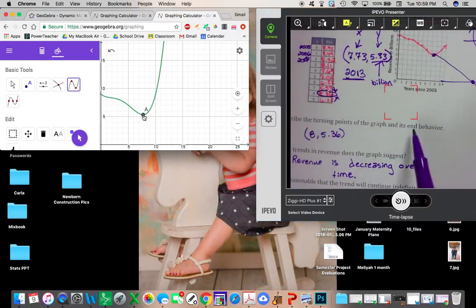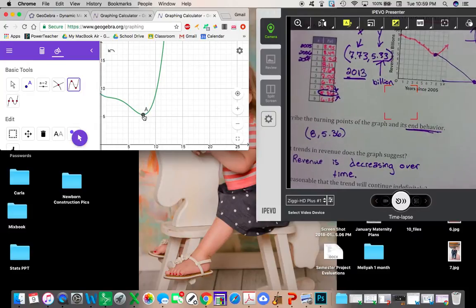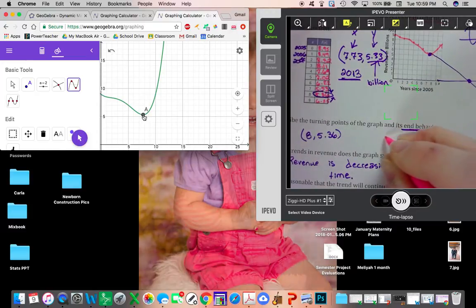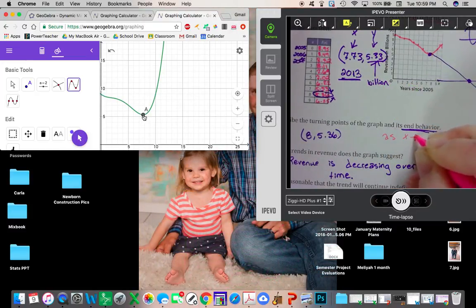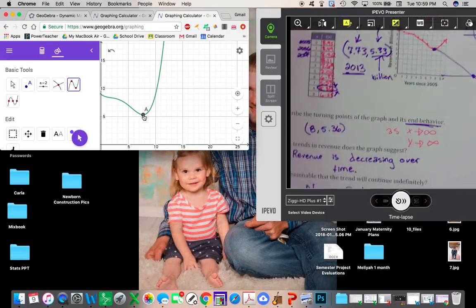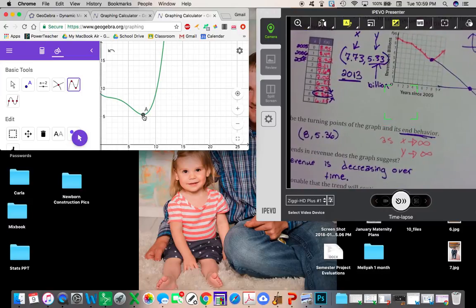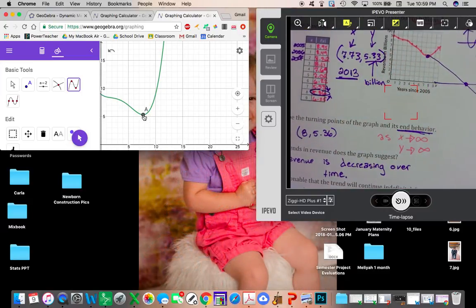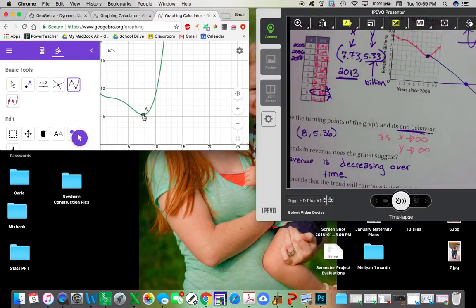So the end behavior of this graph, to go back and answer this question, is that my graph actually turns around and goes back up. So I would say as x goes to infinity, y goes to infinity again, if you want to use that end behavior. As my x's get larger, so as I'm moving along the right side of the graph, the y's are going up. Okay, and that is section 4.5. There you go.